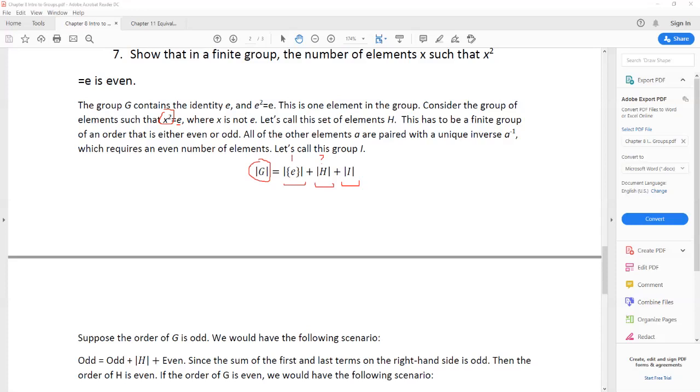But I do know the order for I, since I contains the remaining elements, and each element A in I has to be paired with an inverse, A inverse. So that means that the order for I has to be even because of the pairing.